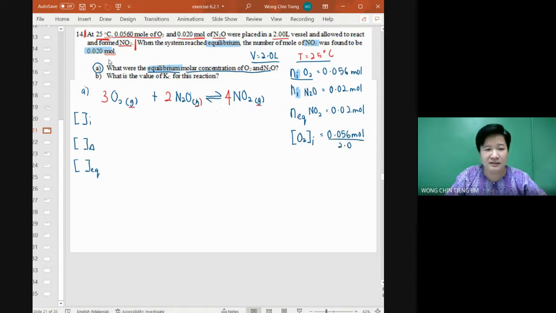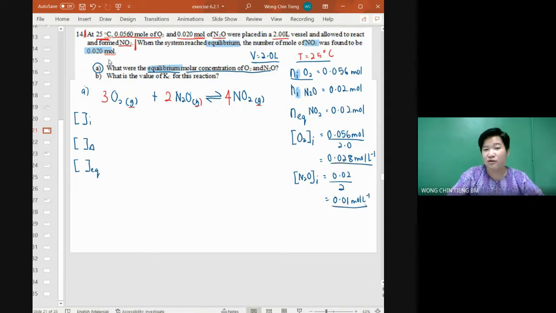And why is it 2 liter again? Yesterday also 2 liter, kan? Sorry guys, 0.02528, right? Okay, mole per liter. And then you have your N2O over here in initial, 0.02 over 2. Yang ni lagi senang, 0.01 mole per liter concentration. Agree? Macam biasa, if I'm wrong, let me know.